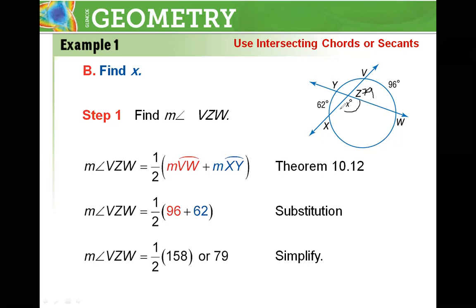But I need angle X. So we do 180 minus 79. Equal? 101. Excellent, Muhammad. So angle X equals 101.